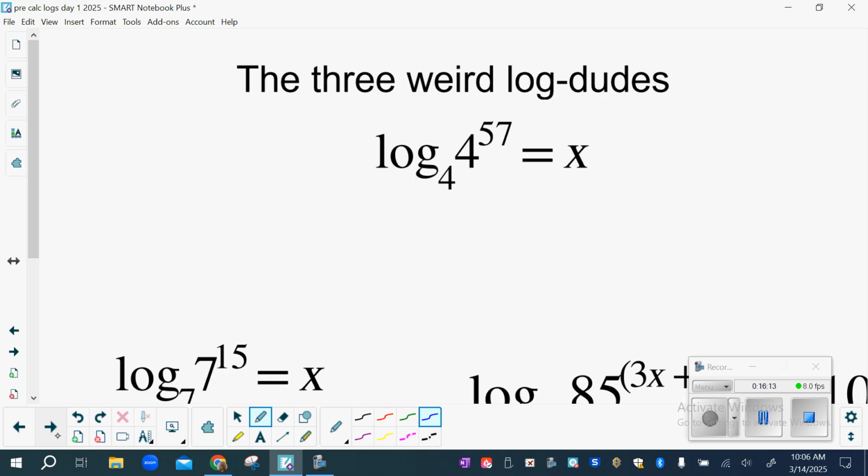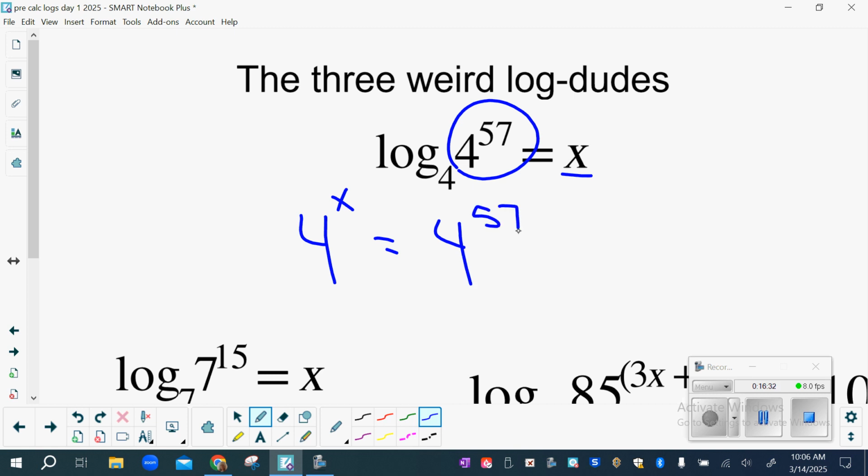So here's what I want you to do. I would like you with your neighbors to rewrite this in exponential form. Are you ready? The base comes out of the basement. The exponent is the equals. And this stuff is my answer.